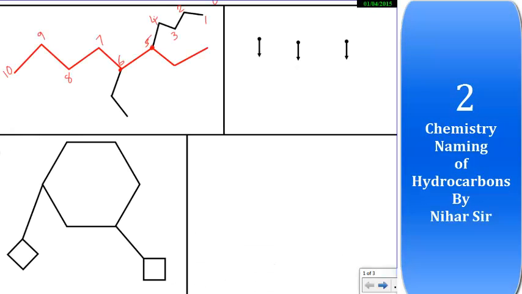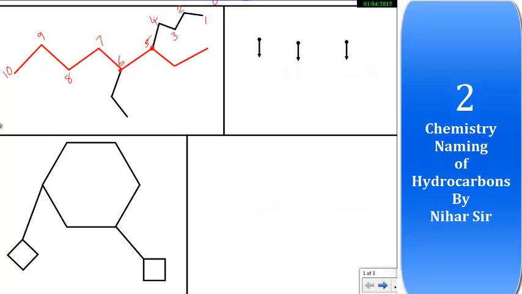Hello friends, let's try to name this carbon chain, and I have given numbers to the carbons over here. This is my longest carbon chain. If I start numbering carbons from here, it will not give me the longest chain. Let's see, 1, 2, 3, 4, 5, 6, 7, 8. So 8 carbons. Now if I start numbering from here, 1, 2, 3, 4, 5, 6, 7, 8. So this is the longest carbon chain that I could see in this chain.